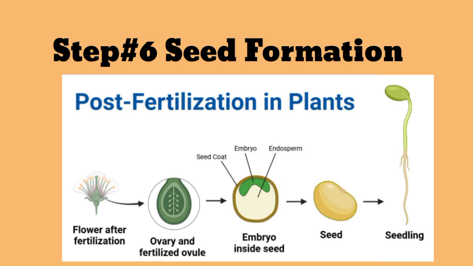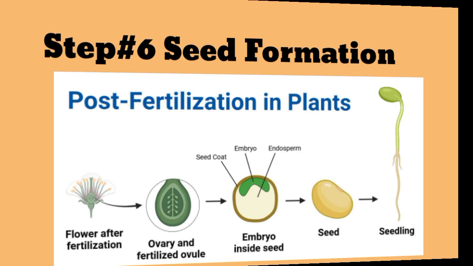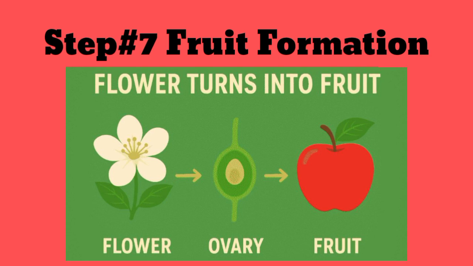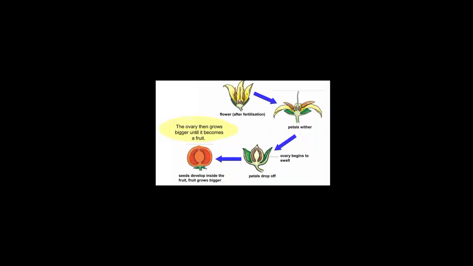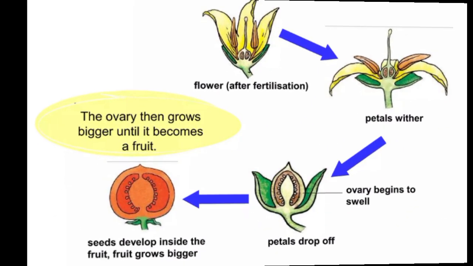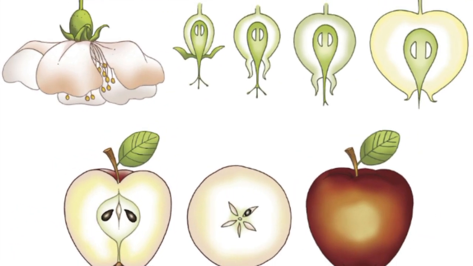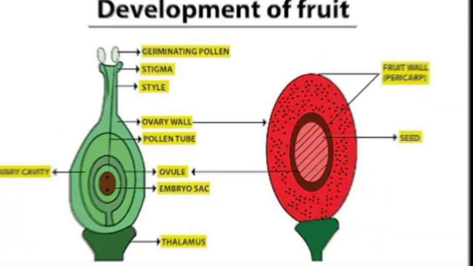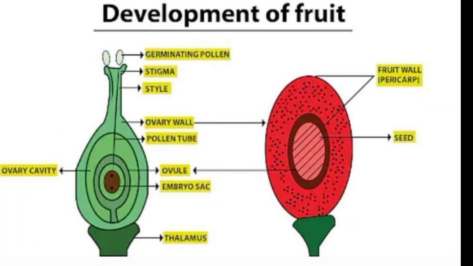After fertilization, ovules are changed into seeds and this process is called seed formation. The ovary is changed into fruit. After fertilization, sepals and petals fall down and the ovary is changed into a fruit. In this way, the process ends with the formation of fruit, and seeds are formed inside the fruit.